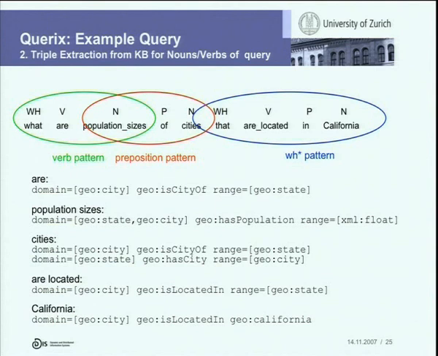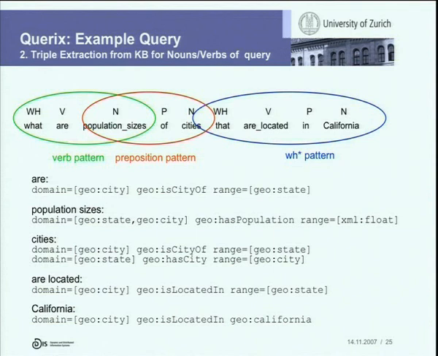There's a relationship between "is city of" and a range state. We have the word population size, which actually shows up as a synonym of "has population." That's another property that connects a state or a city with some type of number. We have cities, which actually shows up in two contexts: a city is a city of a state, and a state has a city, which is a certain city, and are located, etc.